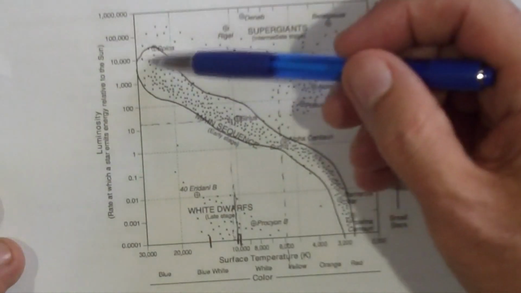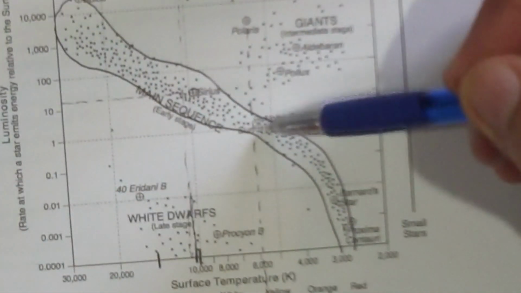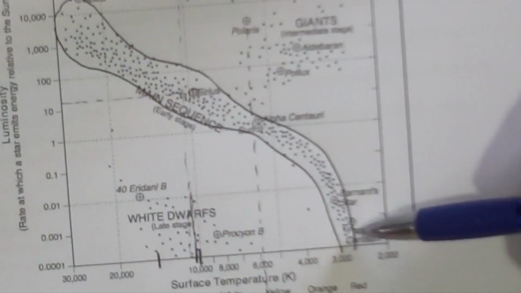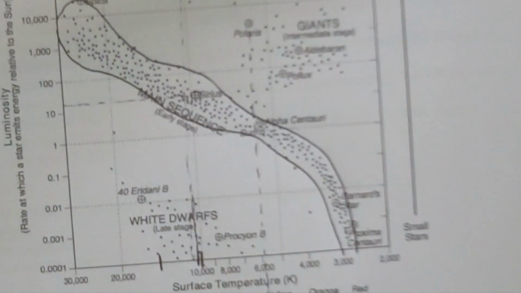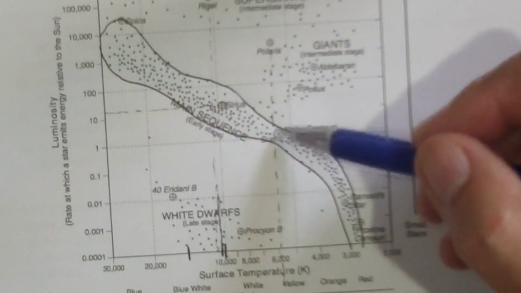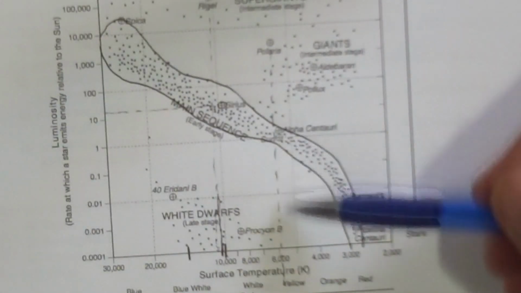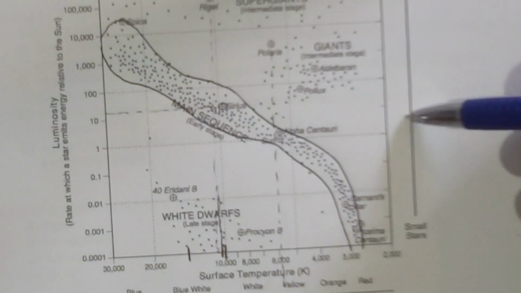Some of them are bright, and some of them are less luminous. Stars like Sirius, Alpha Centauri, the Sun, Barnard Star, Proxima Centauri are all examples of stars that fit on the main sequence. How is Alpha Centauri different from our Sun? Alpha Centauri and our Sun both have the same color, same temperature, but Alpha Centauri is more massive than the Sun and more luminous.